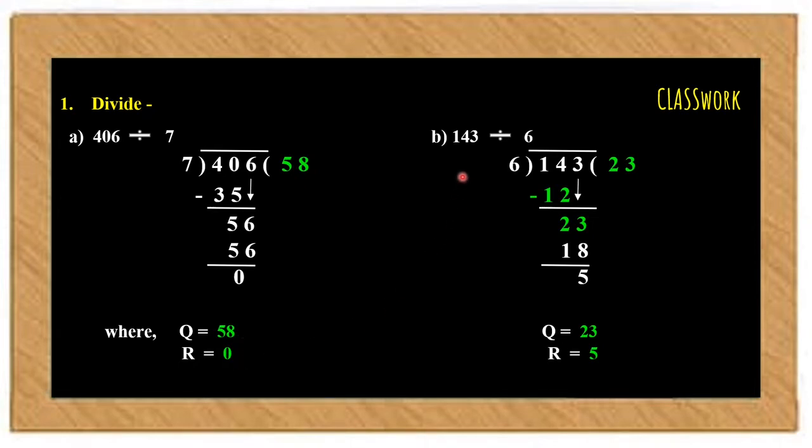Let us solve the B part, children, now. It says 143 divided by 6. We write 1, 4 and 3 in between the division symbol and try dividing it by the divisor, that is 6. As you all know, children, 1 cannot be divided by 6 alone. So, we will consider the first and the second digit of the dividend, that is 14. 6 multiplied by 2 gives us 12.